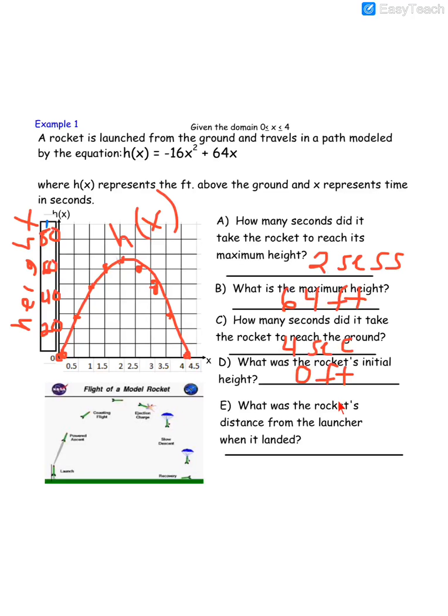What was the rocket's distance from the launcher when it landed? So I don't know. The horizontal axis over here is representing time. That's not distance. So I don't know the distance, how far it is from the launcher. I just know how much time it took. So I can't actually answer that question. All right, let's try the next page.